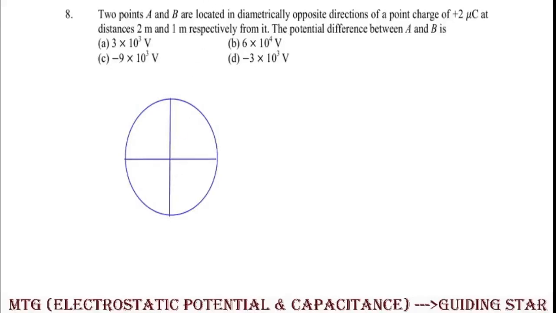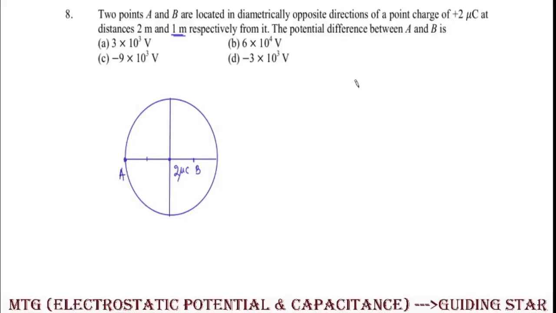So here in this particular case, assume that at the center there is a 2 microcoulomb charge, and there are 2 points A and B located in diametrically opposite directions of the point charge of 2 microcoulomb. So A is located at a distance of 2 meter and B is located at a distance of 1 meter. If we take this particular point to be A, then at a distance of 1 and 2, here it will be B.